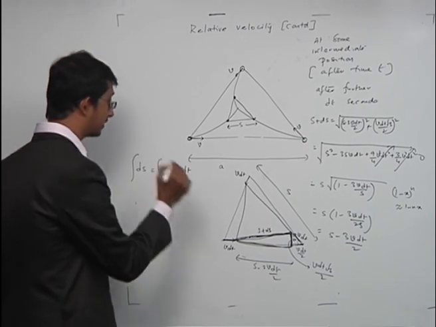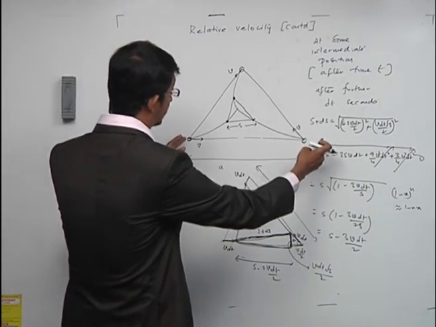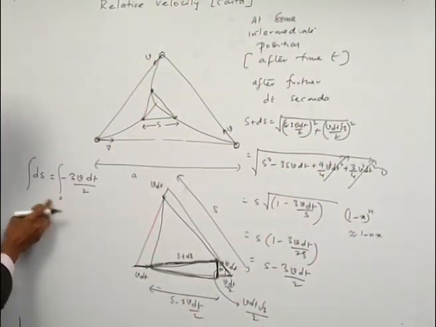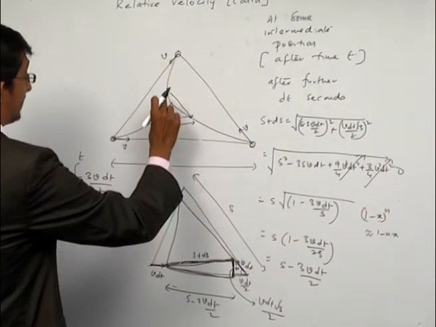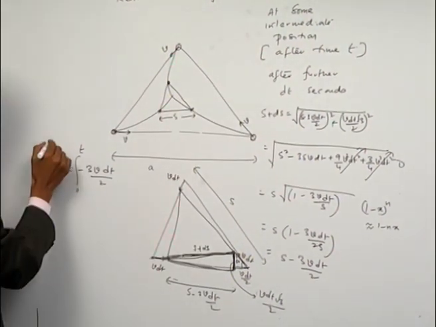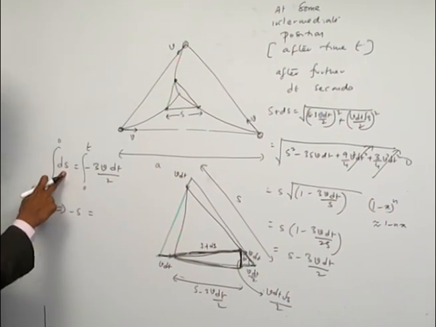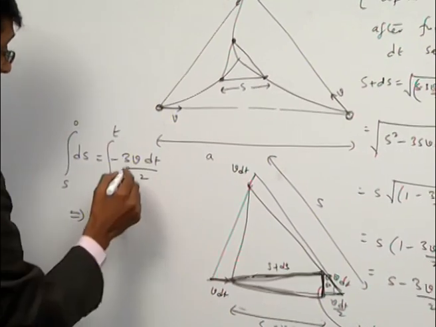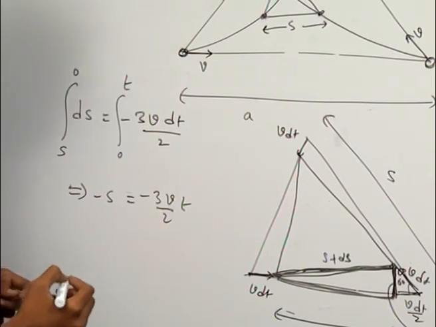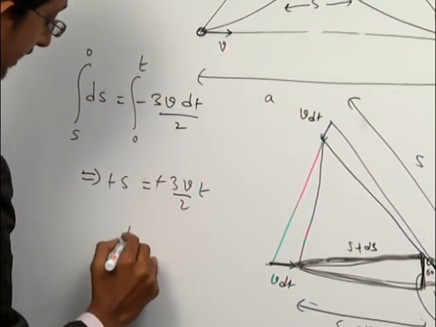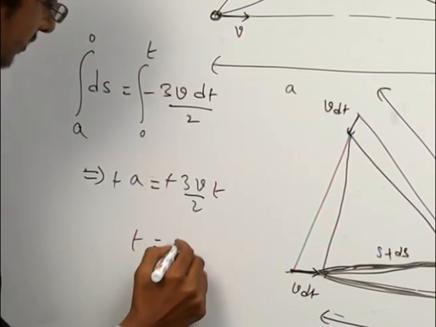Let's integrate this. Initially, at t equal to 0, when I started observing these particles, the separation between them was s. So at t equal to 0, the limit here is s. Finally, after some time t, they have met. The separation between them is 0. So we must have 0 minus s, which is minus s. On integrating this, I get s. When I put limits, I get 0 minus s. And here, I get minus 3v by 2 into t. Remember, v is speed, which is constant. So with the initial separation being a, I have t is 2a by 3v.